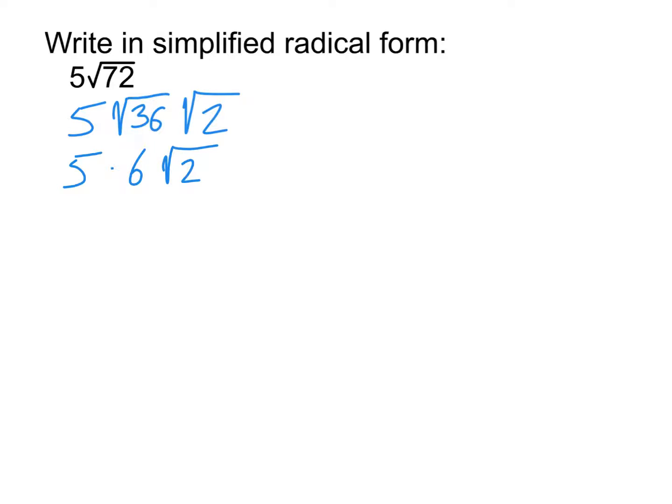Now that 5 that was out front of the radical was multiplying it, so I have to do the 5 times the 6 to finish this off. 5 times 6, of course, is 30. So our final answer is 30 root 2. Notice the root 2 stays a root 2 because it can't simplify any more than that. There are no perfect squares we can pull out of it. So this is what we call simplified radical form, because we simplified the radical here.